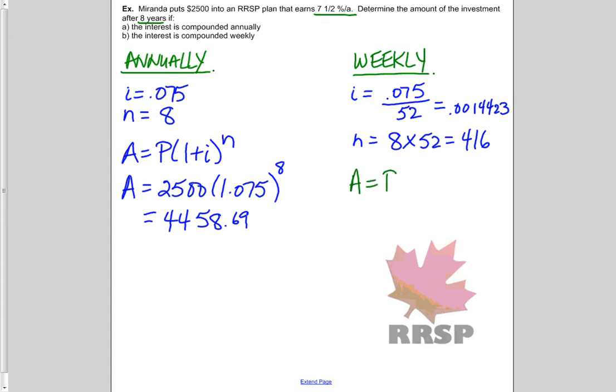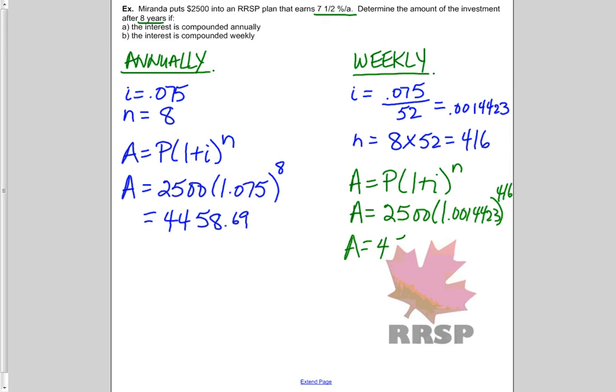amount. Principal, interest rate times the number of compounding periods. So $2,500, 1 plus 0.0014423 to the power of 416. The amount is $4,553.31.